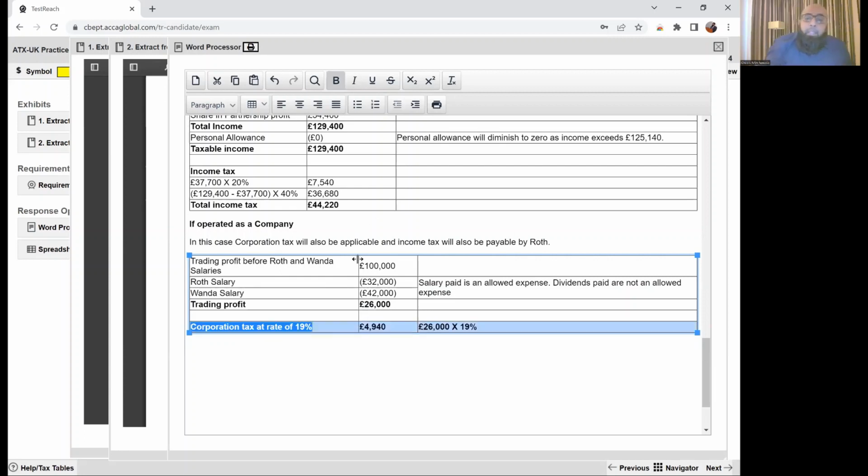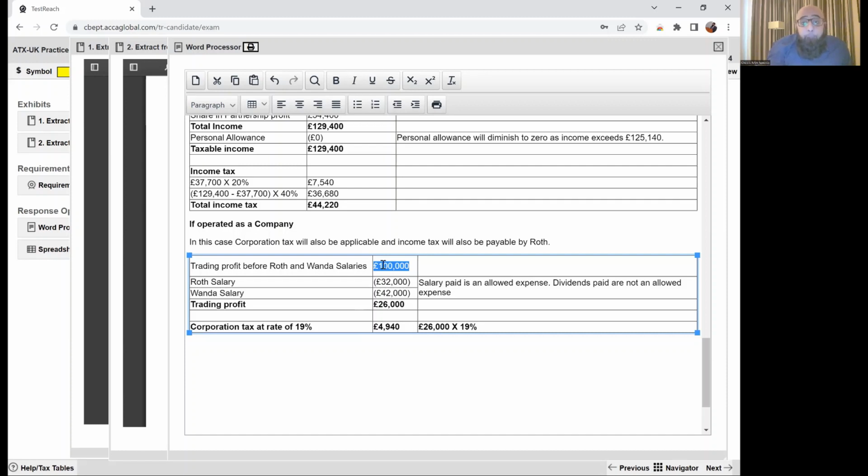See, the trading profit before vendor and Rot salary, it was 100,000. It was given in the question. Now this time Rot and vendor salaries will be an allowed expense.